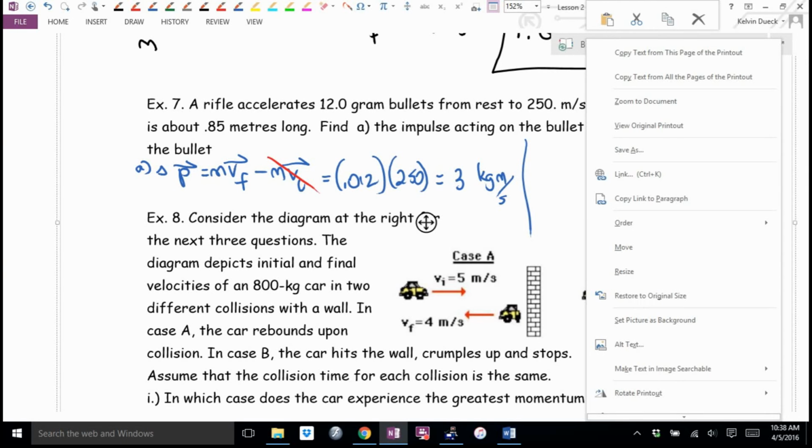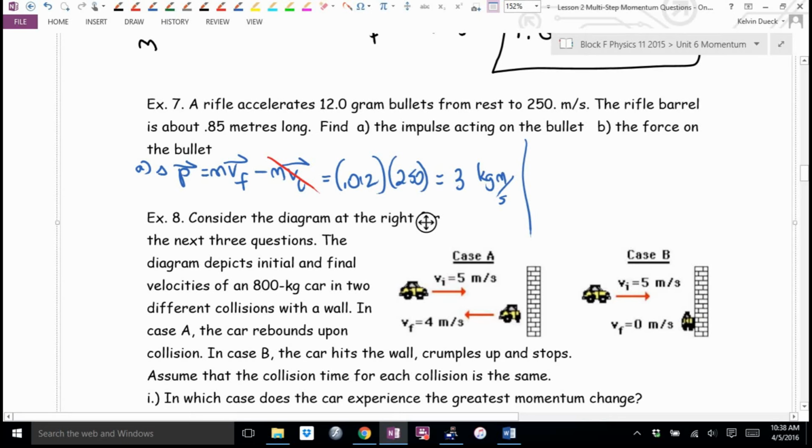Anyways, don't do that. Connor, what's B asking me to find? Force. What did I find in part A? Impulse. You know what would be cool if there was an equation that had force and impulse in it? Well, there is. Connor, how would I get the force by itself? So, the force is going to be the impulse divided by the time.